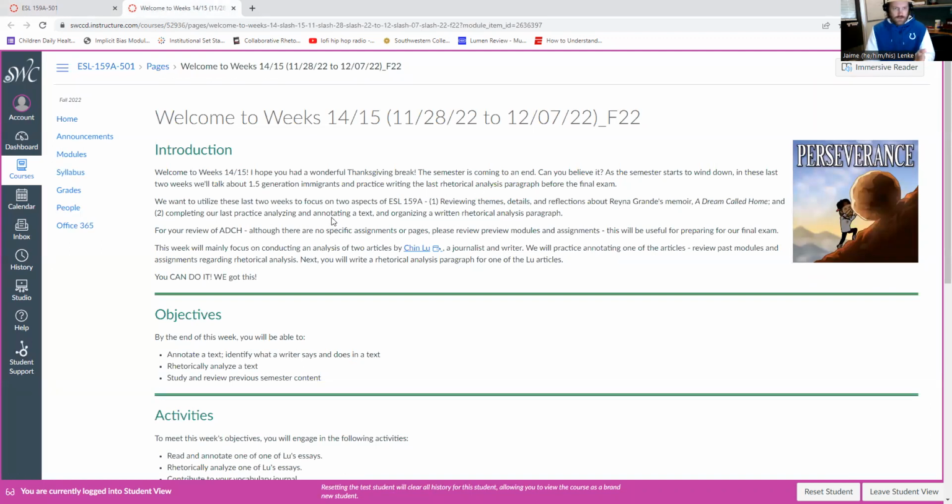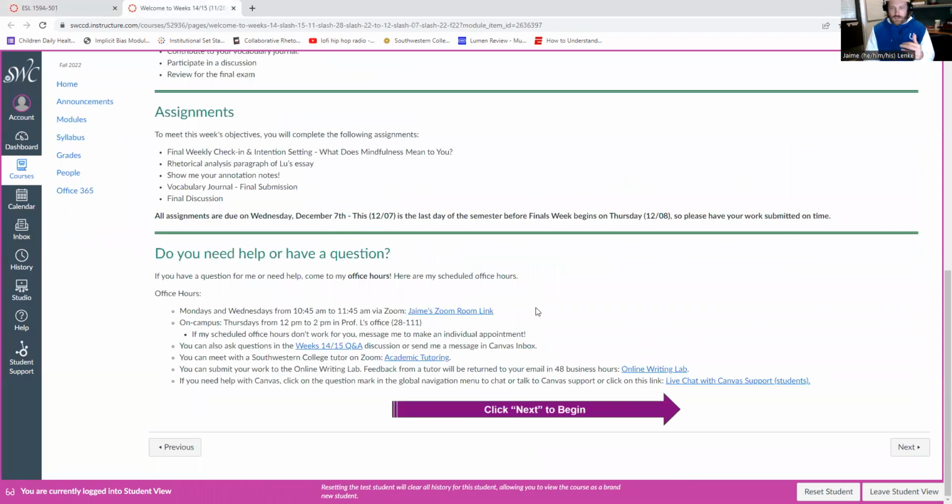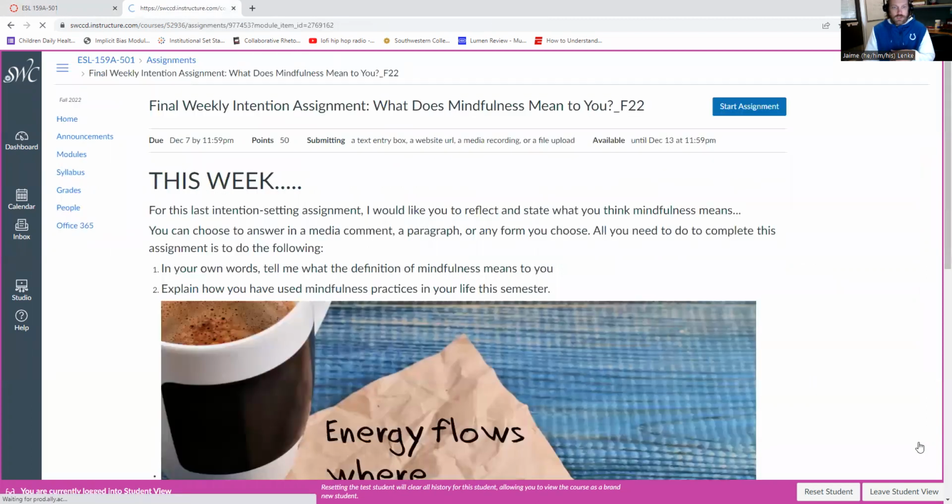Again, this is just reviewing the objectives of the week, talking about the activities and assignments. And again, this is the time to visit tutoring, either online or in person if you're on campus, to get help with these final assignments if you need them. Okay, so you click next.